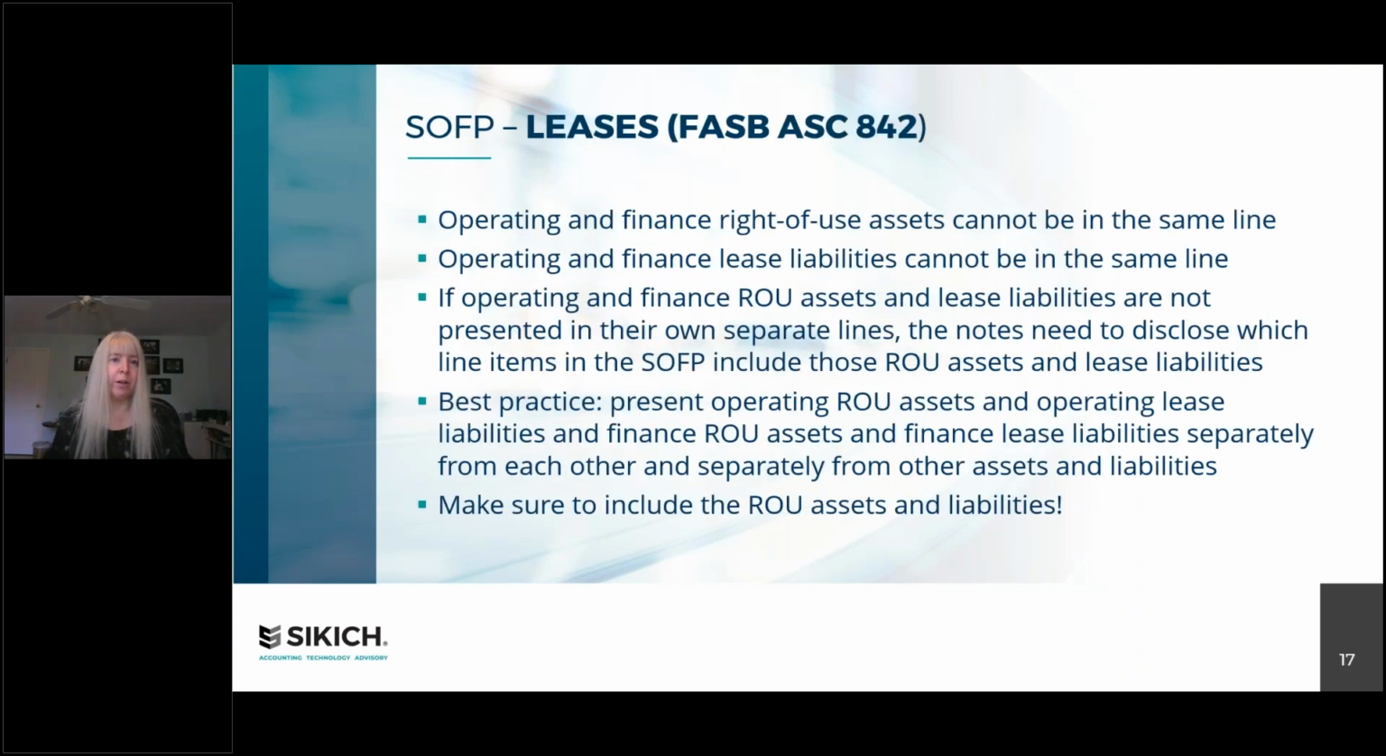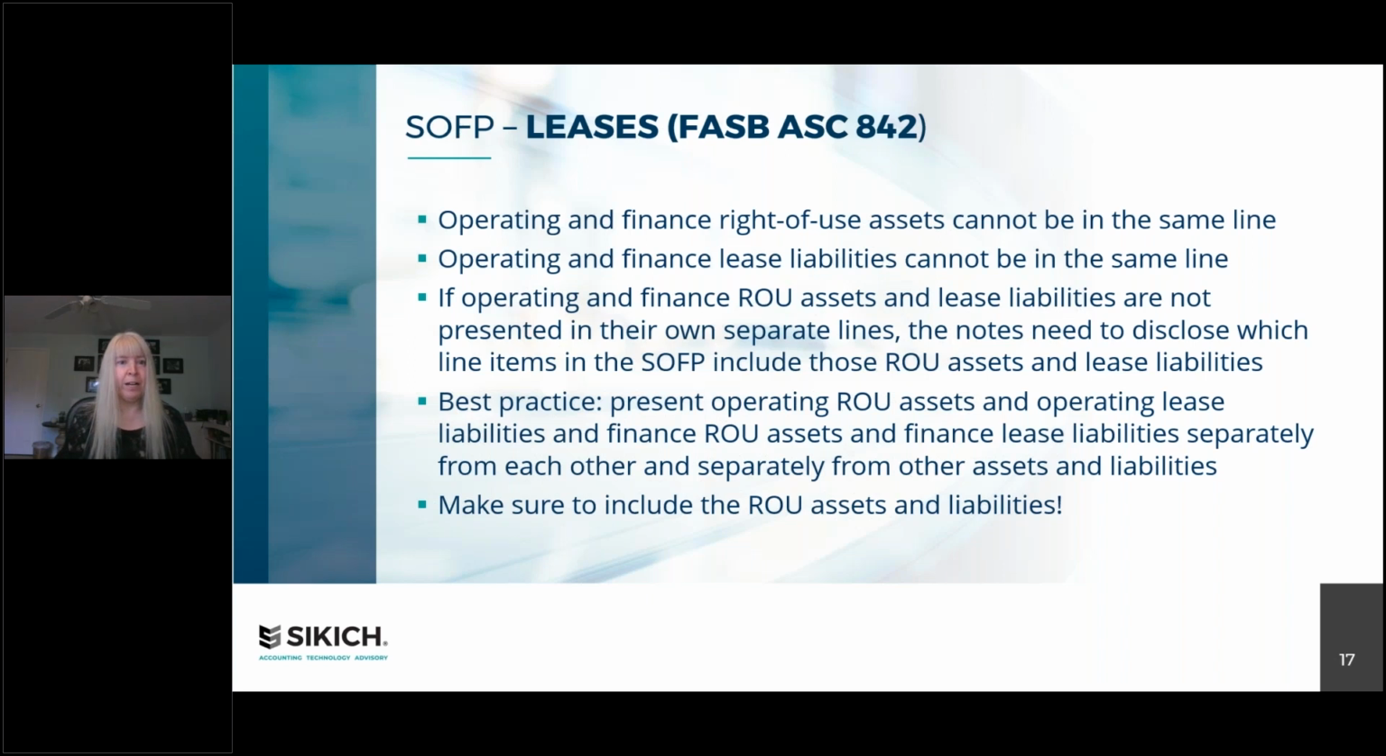I do want to talk a little bit about leases, since this is new for not-for-profits with 12/31/22 year ends and going forward. A lot of our June 30th year ends are implementing or issuing financial statements with topic 842 implemented for the first time. So some reminders here: your operating and finance right-of-use assets cannot be in the same line together. They need to be apart from each other. Likewise, operating and finance lease liabilities cannot be in the same line together. You can't group all of your ROU assets and liabilities together.